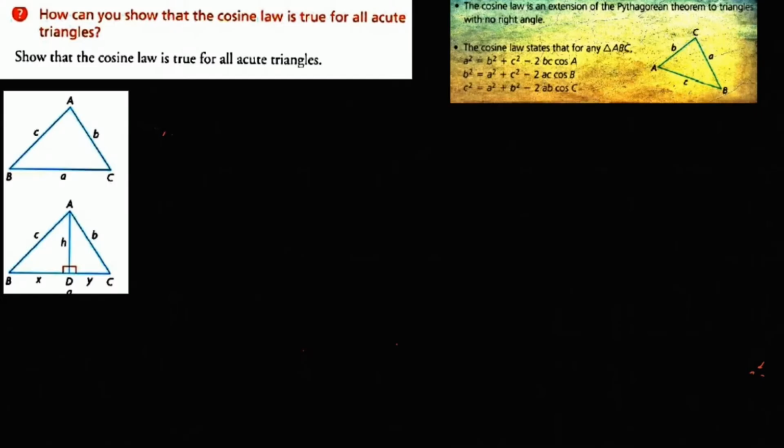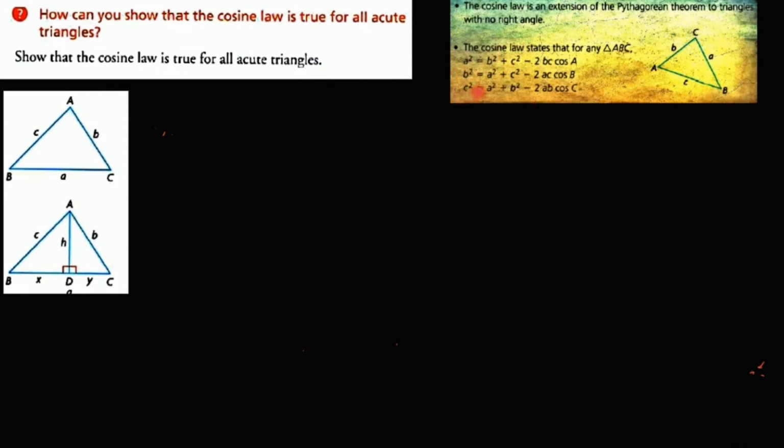Okay, let's look at the first question. Show that the cosine law is true for all acute triangles. So the question asks us to prove the cosine law is true for all acute triangles. This is the cosine law, right? So I write triangle ABC with three lowercase letters a, b, c for side lengths, and the angles A, B, C. And then I know a squared equals b squared plus c squared minus 2bc cosine A.